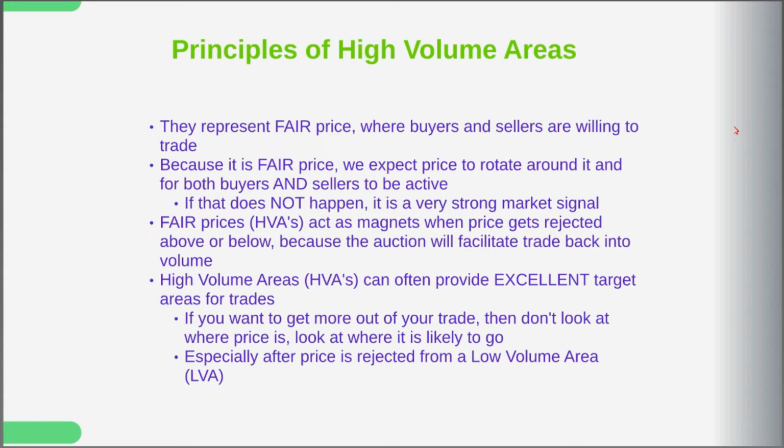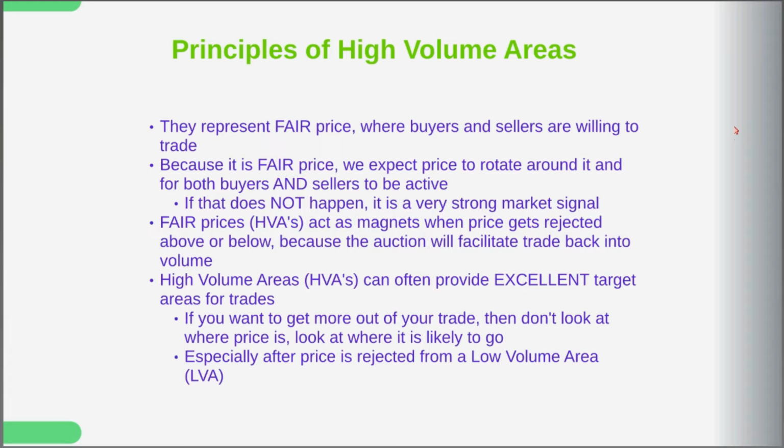It's also why when price comes through to the upside of a low volume area, I will look to take a long on a retest and look to take the trade back to the next highest high volume area. Fair prices, high volume areas act as magnets when price gets rejected either above or below, because the auction will facilitate trade back to high volume, back to volume.